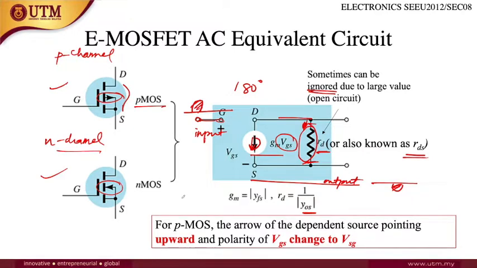First, how about the P channel? For PMOS, the AC equivalent circuit configuration is the same as the N channel, and the only difference is the pointing arrow. For the P channel it points upward, whereas for the N channel it points downward. Also, the polarity of VGS changes into VSG, so the source will be positive and the gate negative. Everything else is the same, including RD. Only these two are different: the arrow direction and the polarity of VGS.